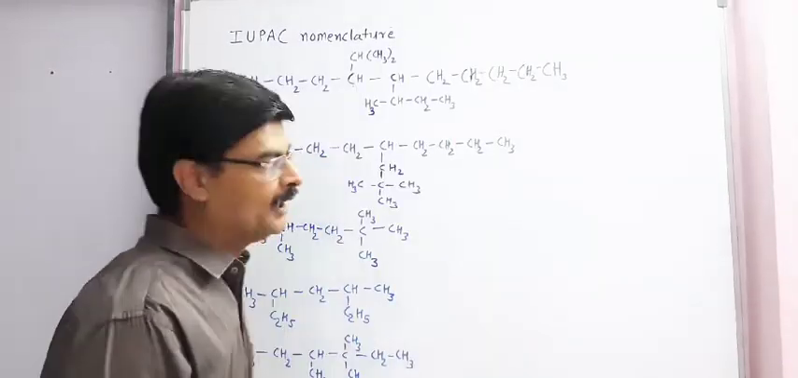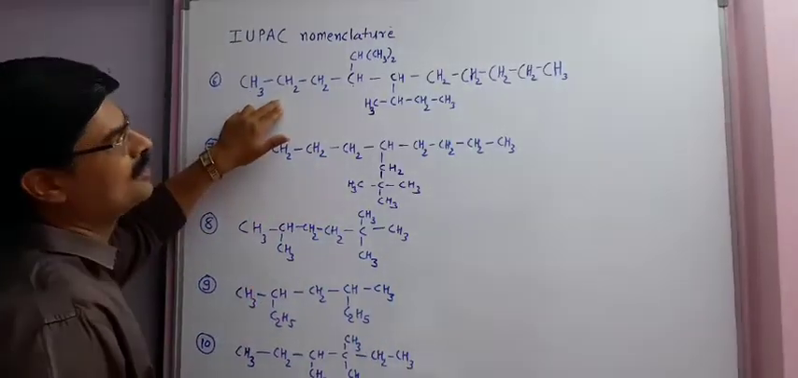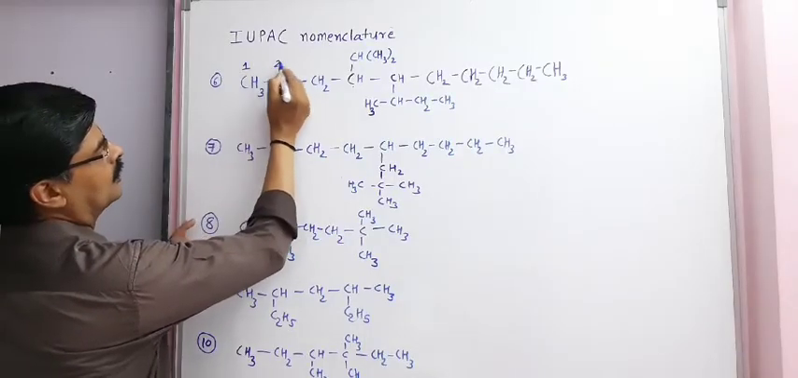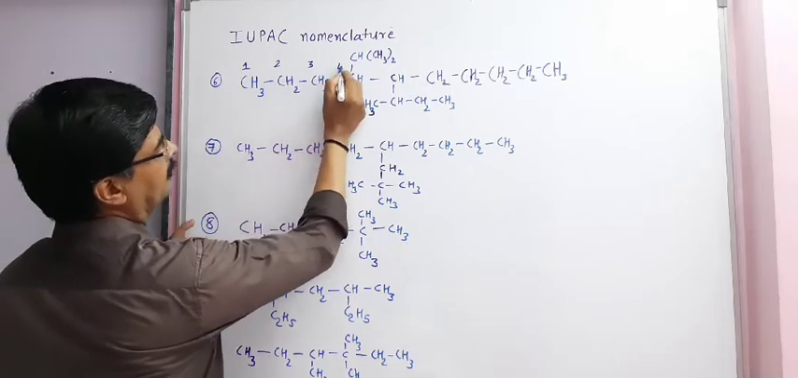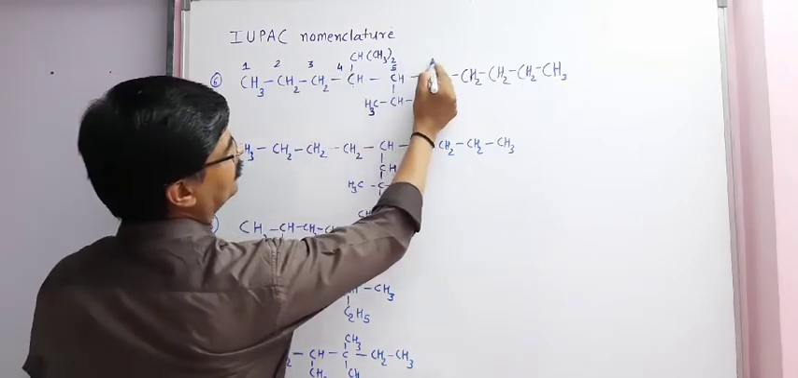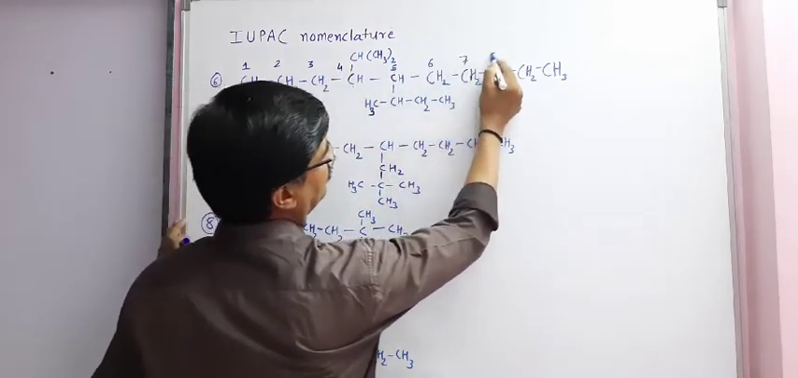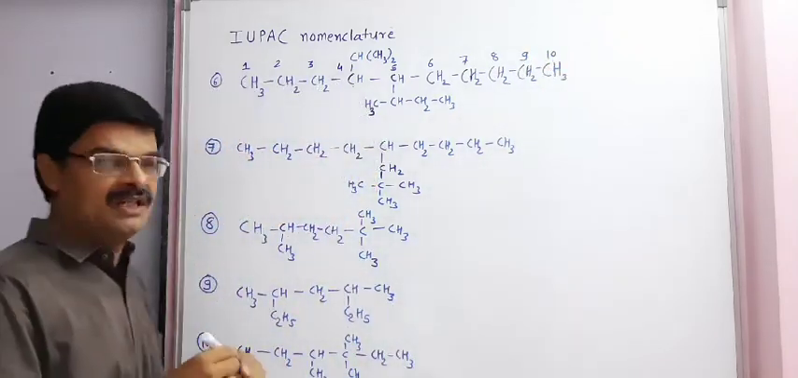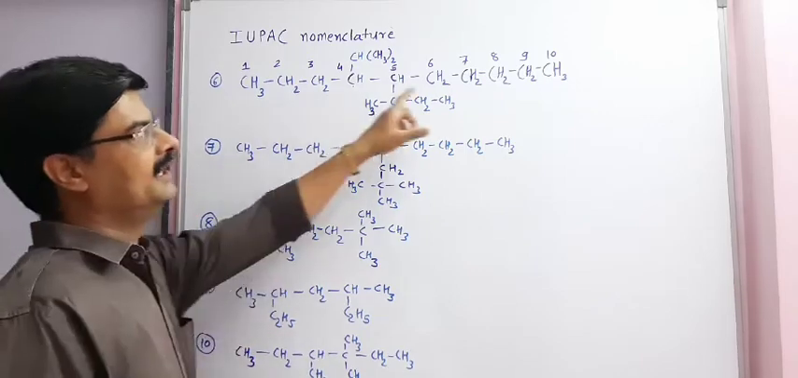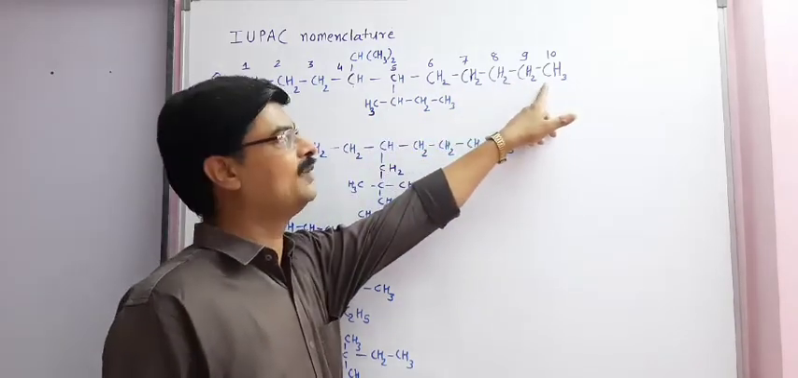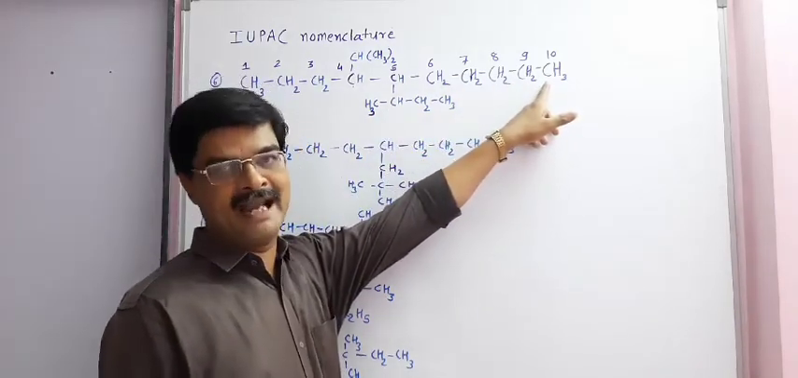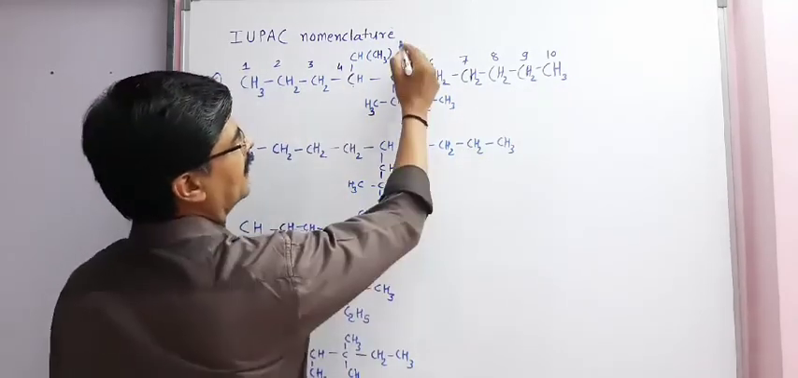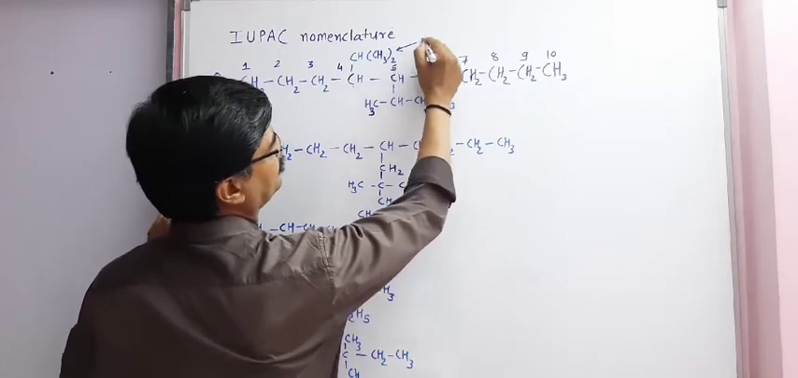Now for the next compound, first of all giving numbers to the carbon atoms, we will get numbers 1, 2, 3, 4, 5, 6, 7, 8, 9 and 10. So the longest possible chain of carbon atoms is of 10 carbons. That is why the base alkane will remain decane. Now on the 4th number carbon, we have an isopropyl group.